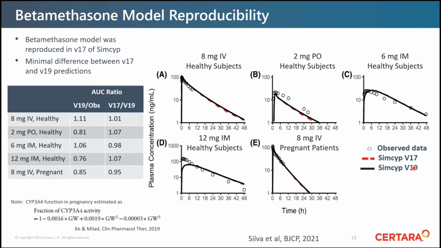So we took the model from Key et al., which was developed in version 17 of Simcyp. At this point, we were using version 19 on a regular basis. So we initially started by putting the parameter values provided in the manuscript in version 19 of Simcyp. And you can see here that there was a very minimal difference in the observations between version 17 and version 19. Our criteria for reproducing the model was that we would see less than 10% variability.